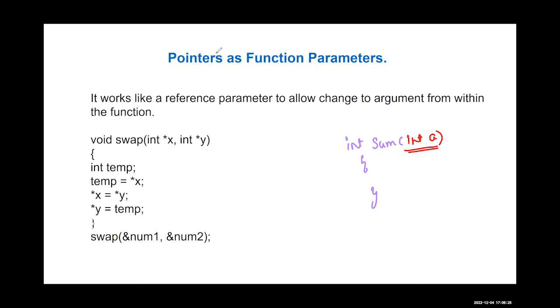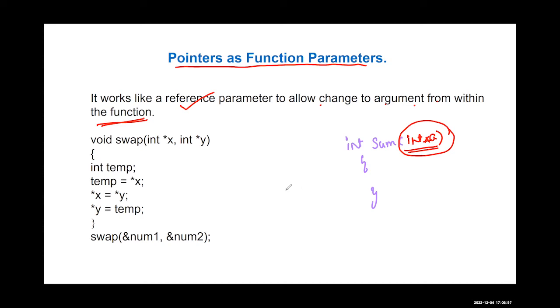Now pointers as a function parameter means, what if I am using a pointer as a parameter of this function? So that is what pointers as a function parameter means. We know that I can send a value to a function using the parameter, but can I also use a pointer as a parameter? See here, it works like a reference parameter to allow change to the argument from within the function. So what is this reference parameter?